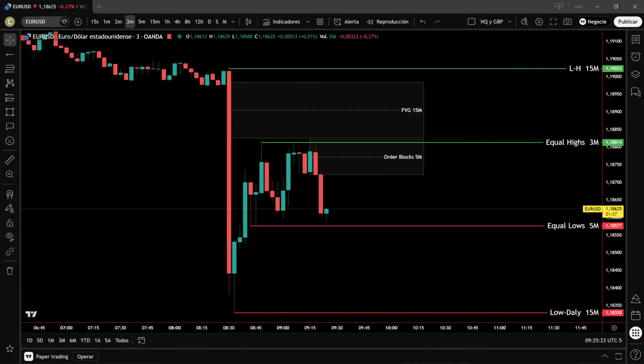With just 5 minutes left until the New York Open, we are looking at the 3-minute chart. Price has precisely respected the 5-minute order block and remains within the 15-minute FVG. Notice the formation of equal highs and equal lows, which creates built-up liquidity on both sides. The map is set and the zones are validated. We are ready for the institutional volume injection that will define the next expansive move for EURUSD.